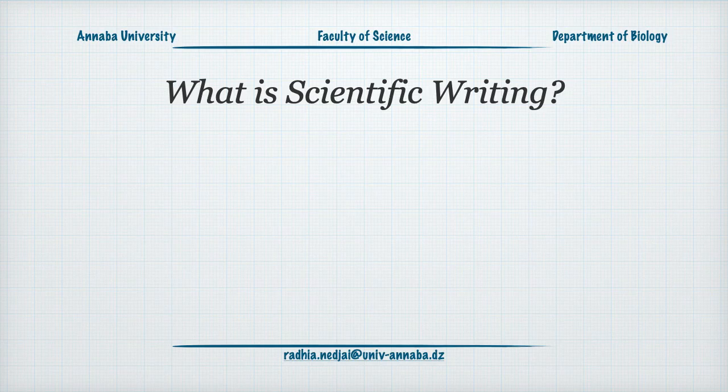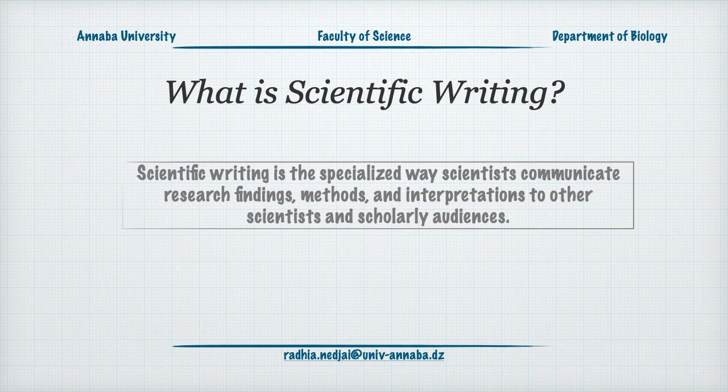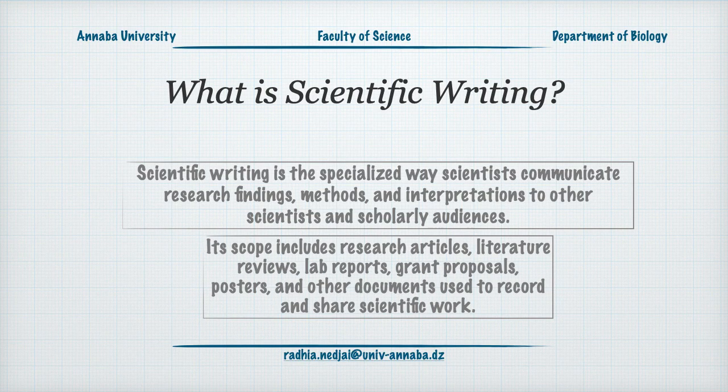Let us begin by understanding what scientific writing is. Scientific writing is the specialized way scientists communicate research findings, methods, and interpretations to other scientists and scholarly audiences. It includes many forms, such as research articles, literature reviews, laboratory reports, grant proposals, and conference posters. All of these are essential tools for recording and sharing scientific knowledge.